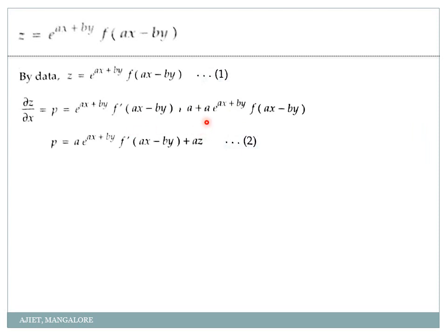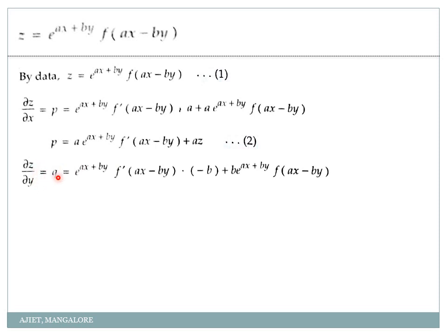Then I have taken one simplification step here. What is this e power ax plus by into f of ax minus by? Is it not the given question? Just check here. E power ax plus by into f of ax minus by is simply z. Am I right? So just write it as z. Okay, so that's why I said to you this problem is very important. Clear? Now I will differentiate with respect to y.